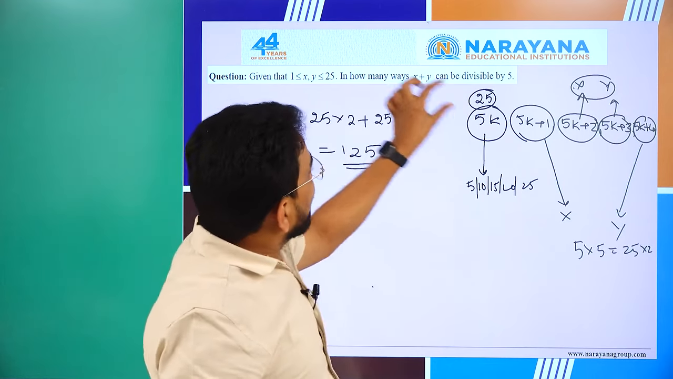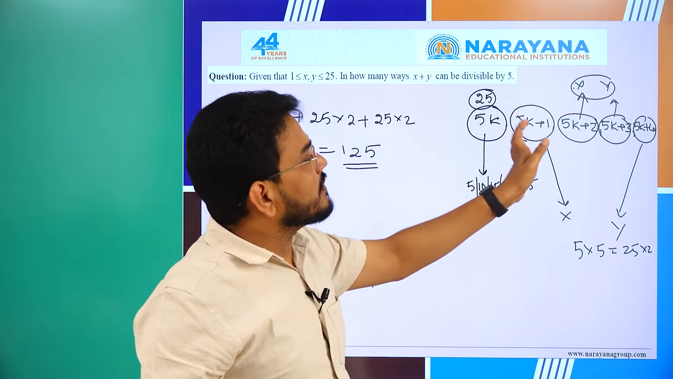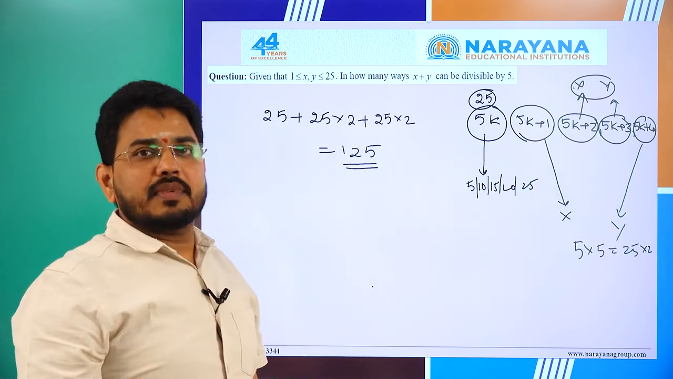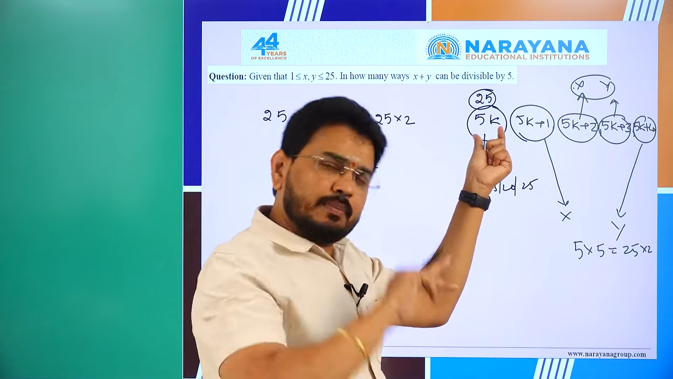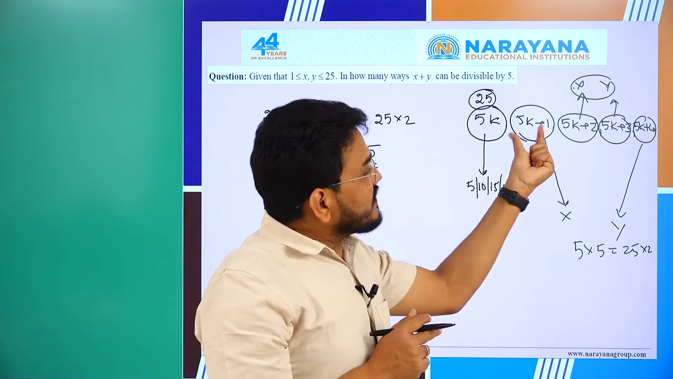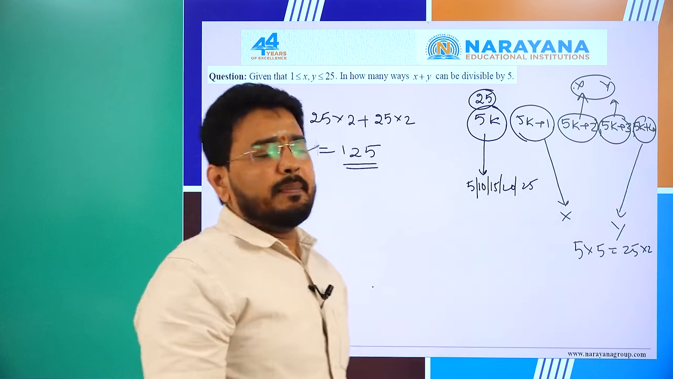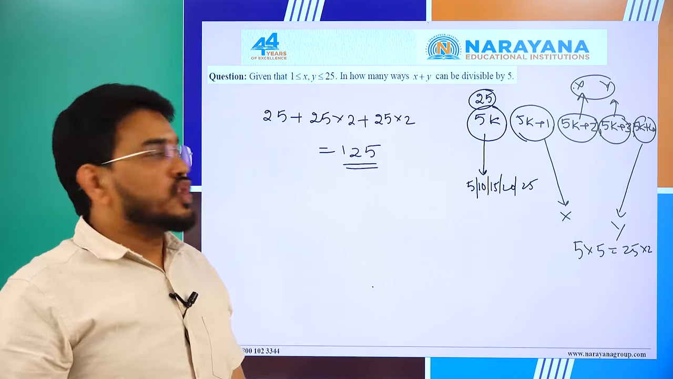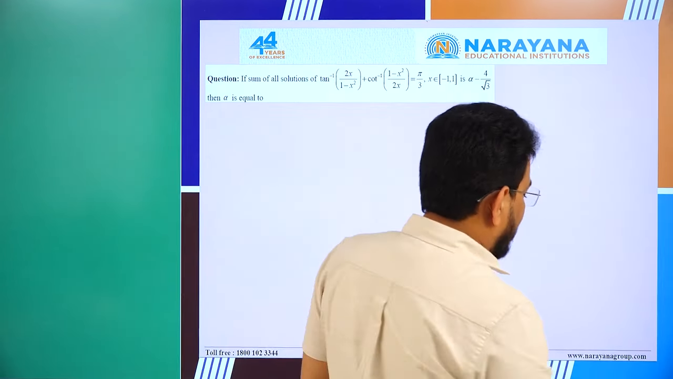So in 5k form there are 5 numbers, 5k plus 1 there are 5 numbers, 5k plus 2 5 numbers, 5k plus 3 5 numbers and 5k plus 4 also 5 numbers. So the sum should be divisible by 5: both numbers from 5k, or one from 5k plus 1 and one from 5k plus 4, and so on. With this logic, the answer for this question is 125. Moving to the next question.